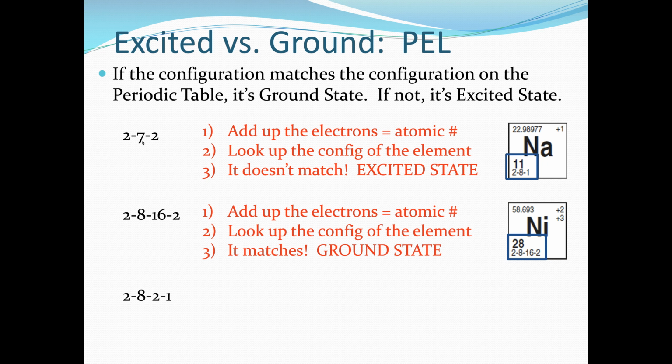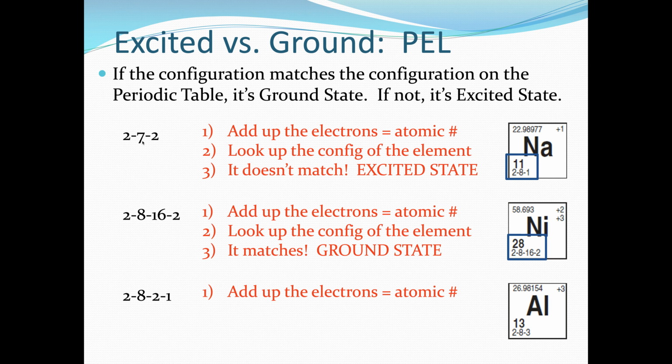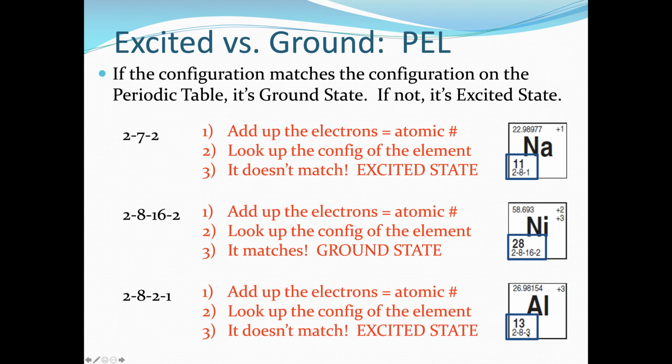Here's a third example. 2 plus 8 is 10, plus 2 is 12, plus 1 is 13. Element 13 is aluminum. Aluminum's ground state is 2-8-3. So one of these 3 third energy level electrons was booted up to the fourth energy level. Since it doesn't match, that's the excited state. So these are easy to get.